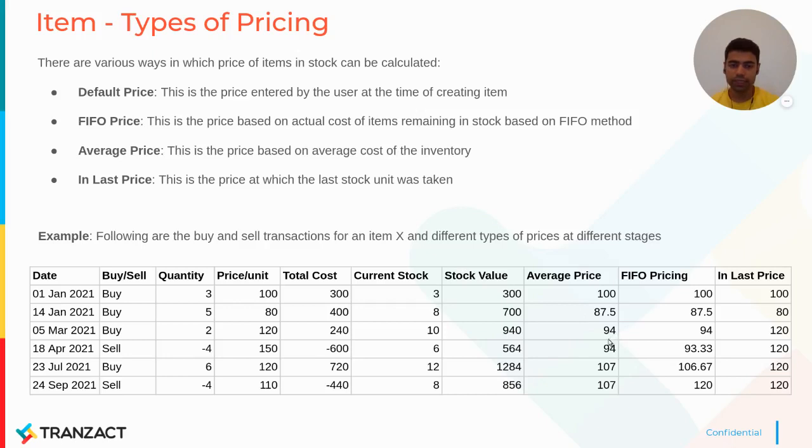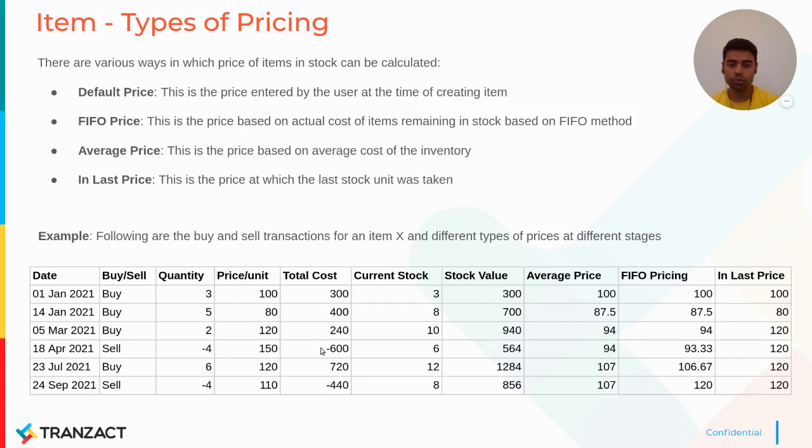As soon as we sell 4 items on 18th April, the remaining stock still has the same average price. So we assume that when 4 items were sold, even though the selling price was 150 per unit, the price of the inventory is 94 per unit. So that's why it's still the same.